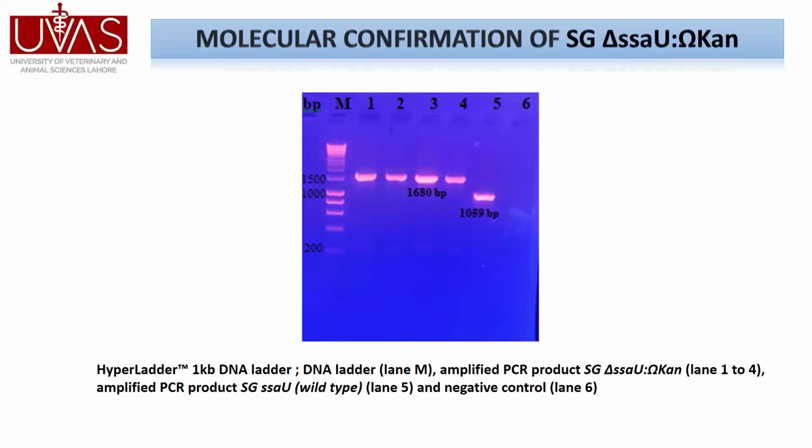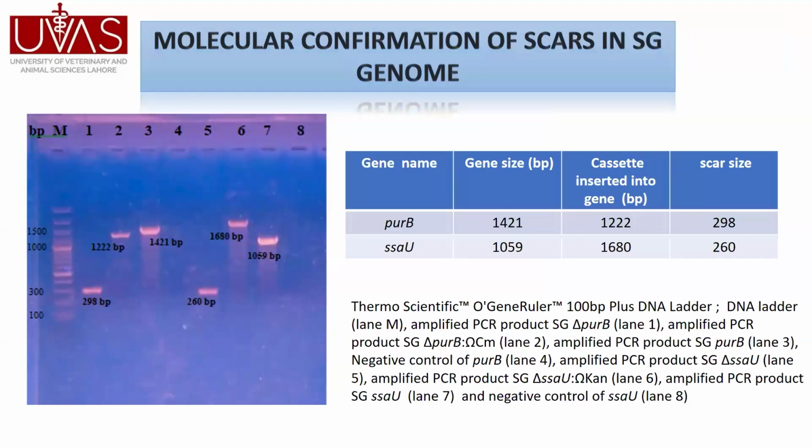Then another gene was SSAU, that was 1059 base pair, and the cassette we used, kanamycin, was larger. So when we inserted the cassette, we can see that the mutants got the same area using the same primers. We got a 1680 base pair DNA there, which means that it has been replaced. If you look at the first 3 lanes, 1, 2, 3, in 3 it's the wild type, in 2 the cassette was inserted, and in 1 the cassette was removed and the scar is there.